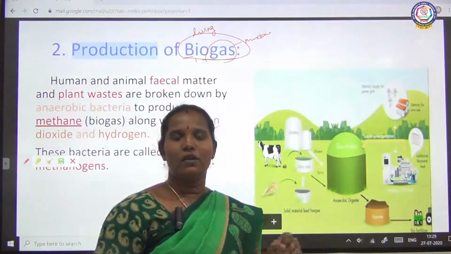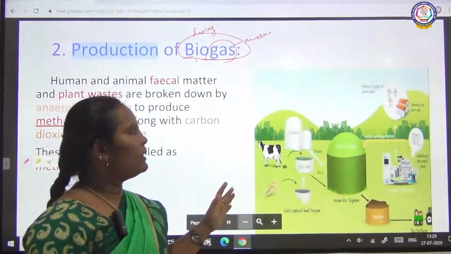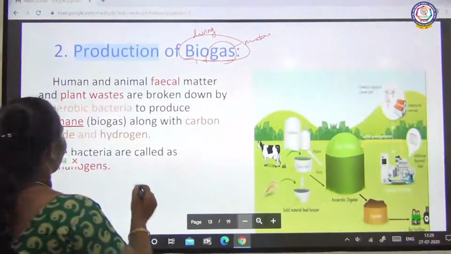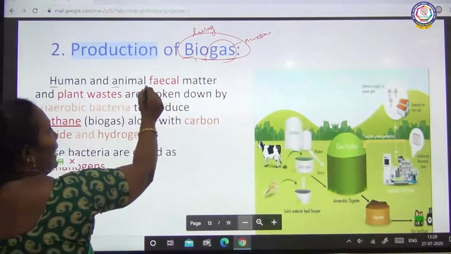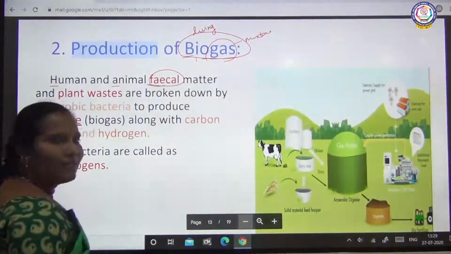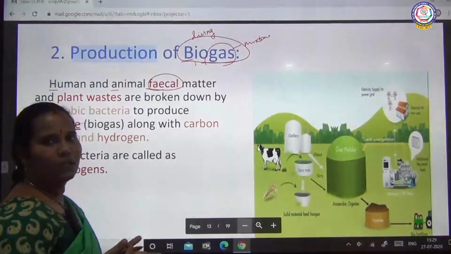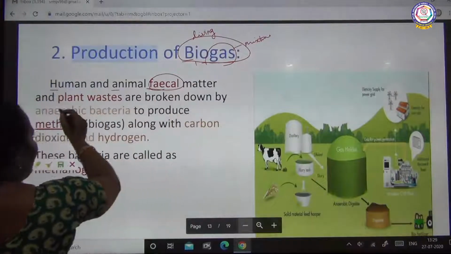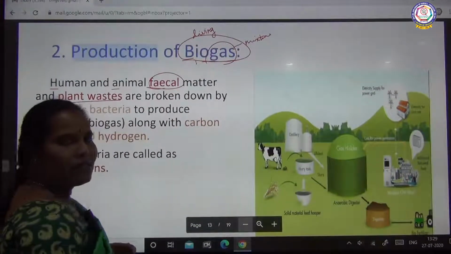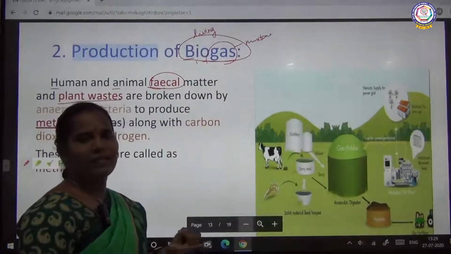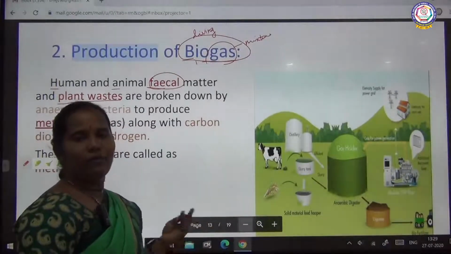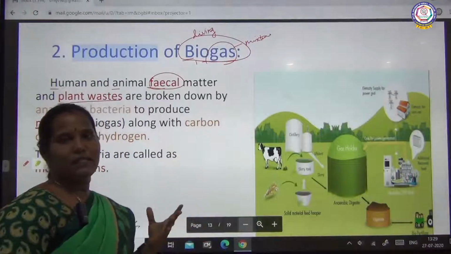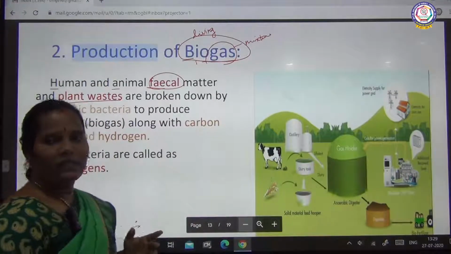This is the process. The same process happens in biogas production. How does it happen? See here. Human, animal and fecal matter. Fecal matter means the wastes. I told you, the cow dung and human wastes, these are all called fecal matter. Then plant wastes, which means our vegetable peels and fruit wastes, and some other household things. These are all the animal and plant wastes.